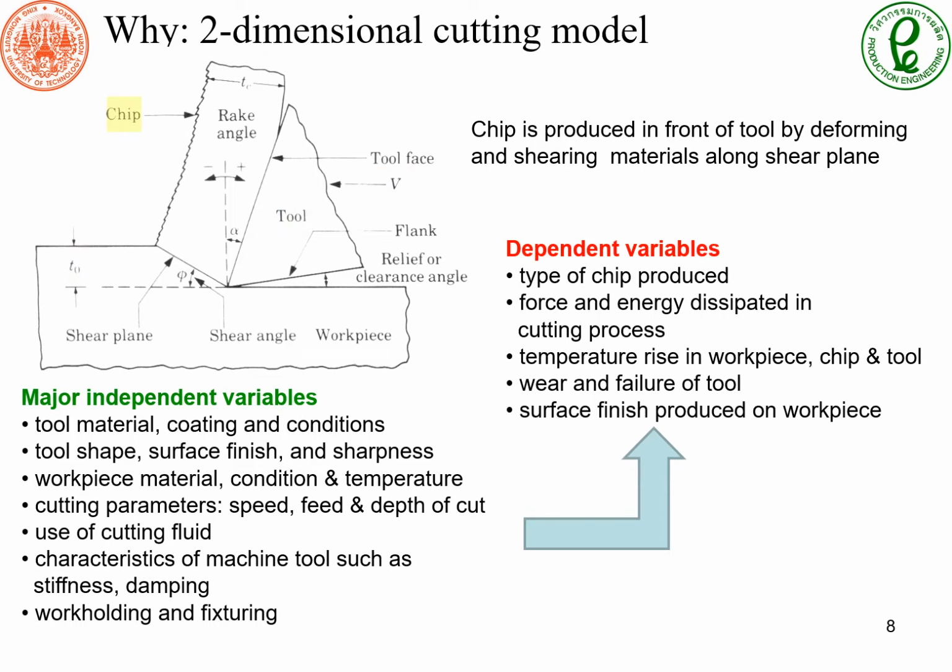In the end, the result of controlling all of this in the cutting process is that we can create a type of cutting chip. We can control the amount of force and energy dissipated in the cutting process. Also, the temperature rises very fast in the cutting process, so we need to control that. Our tool can wear out quickly, and the surface finish of the workpiece can also be very important in many applications.